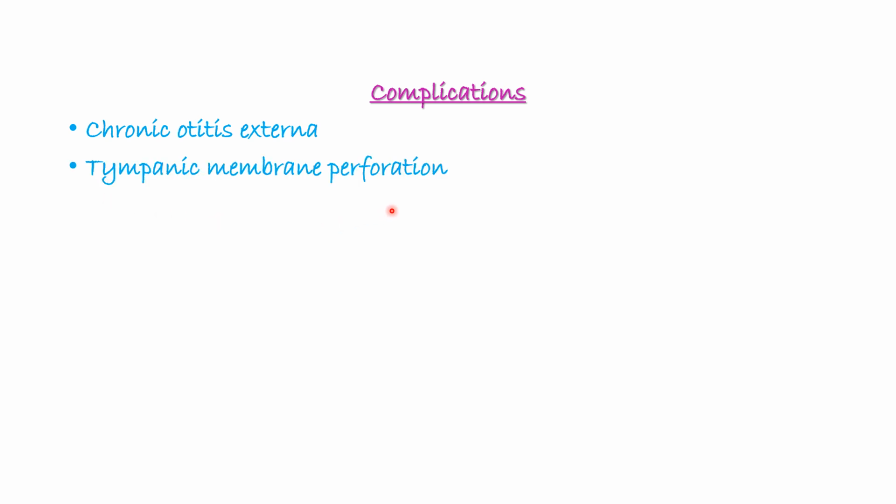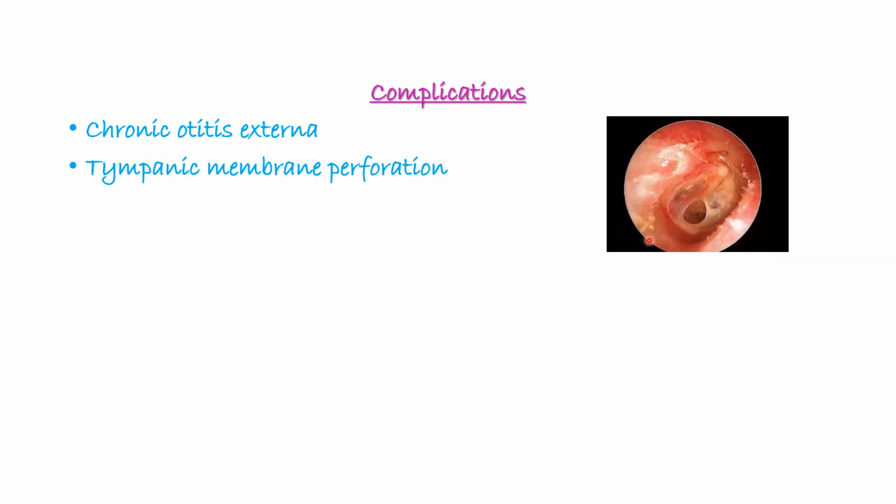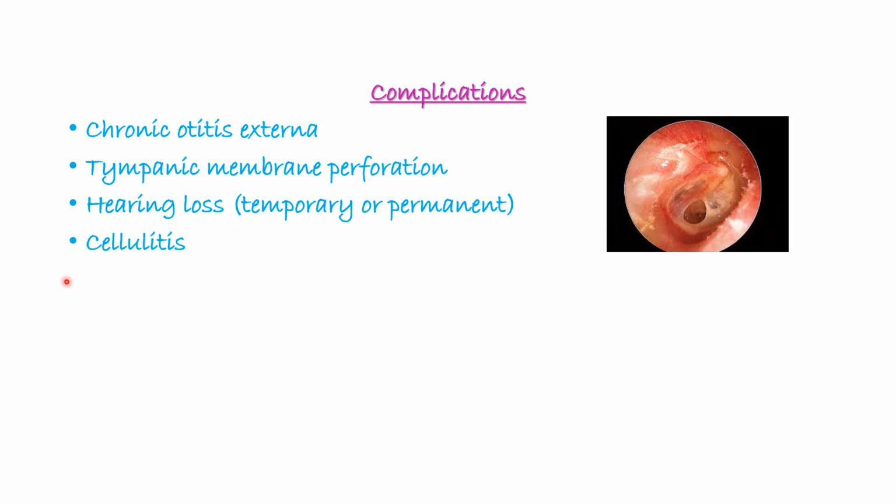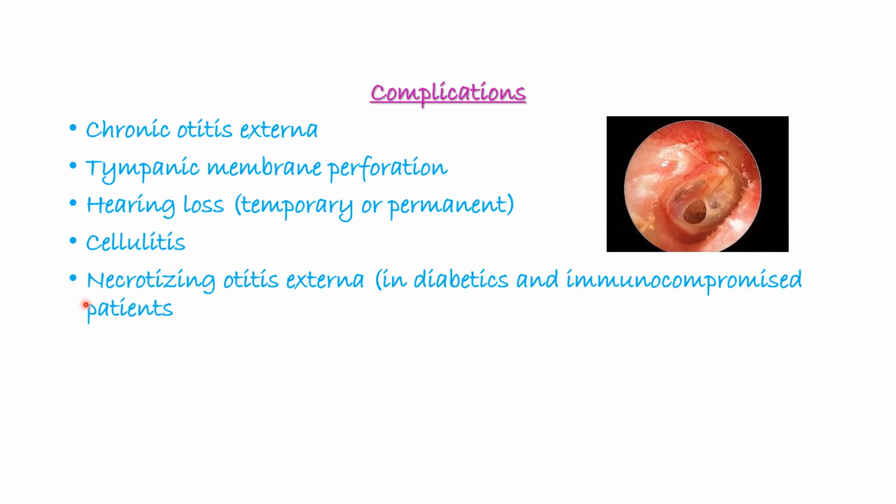So the complications: you can also have prolonged otitis externa. You can have tympanic membrane perforation, which you'll see on otoscopy. You also have hearing loss, which most of the time is temporary, and cellulitis. And necrotizing otitis externa, which I've already made a video about. It occurs most commonly in diabetic patients and immunocompromised patients.